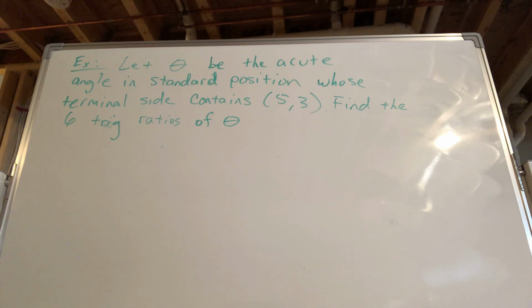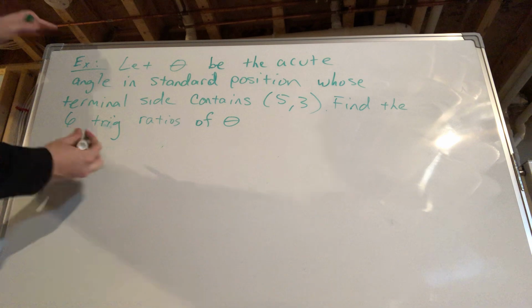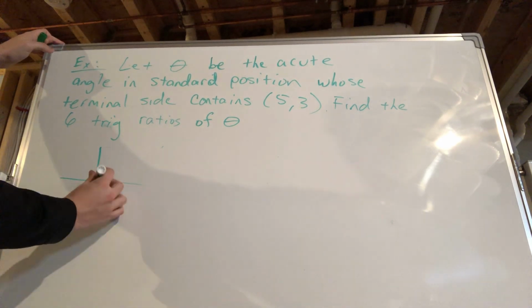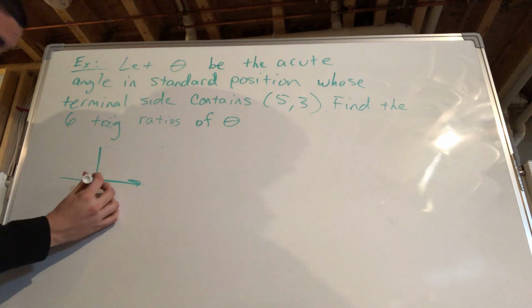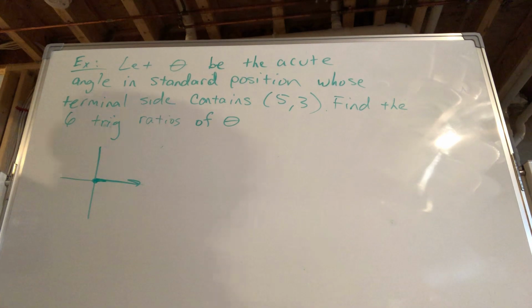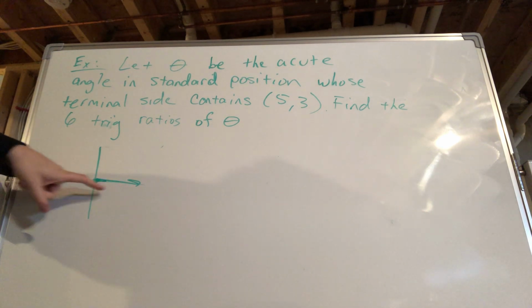Let's try to answer this. So this is kind of review from section 4.2, and it's also applying what we've just learned in section 4.3. So let's get it going. First of all, it says, let theta be the acute angle in standard position. When you hear that, what is standard position? It means I need to do what with my initial side? Put it on the positive x-axis, and then I need to put the vertex at the origin, right? Okay, so that right there is my standard position.